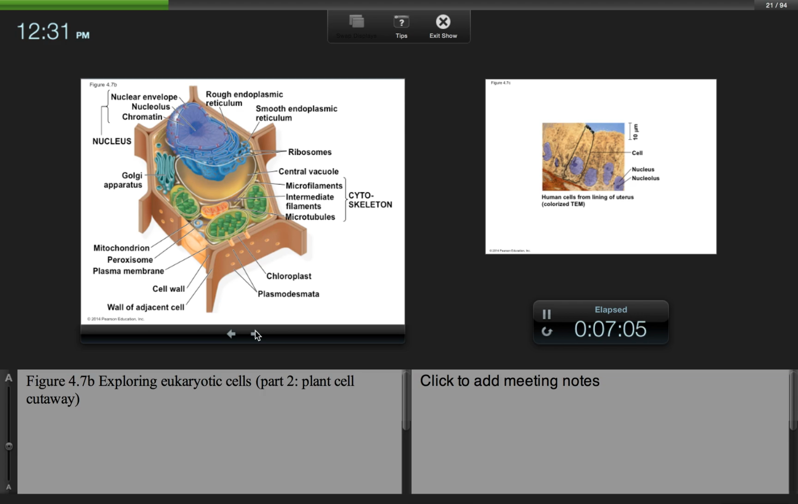And then here's your plant cell. Notice that your plant cell has a very specific structure due to the rigidity of the cell wall. In addition to that, you see a large central vacuole here. You see plasmodesmata, which are basically pores in the cell wall. Notice that you also have chloroplasts, which allow the plant cell to undergo photosynthesis.